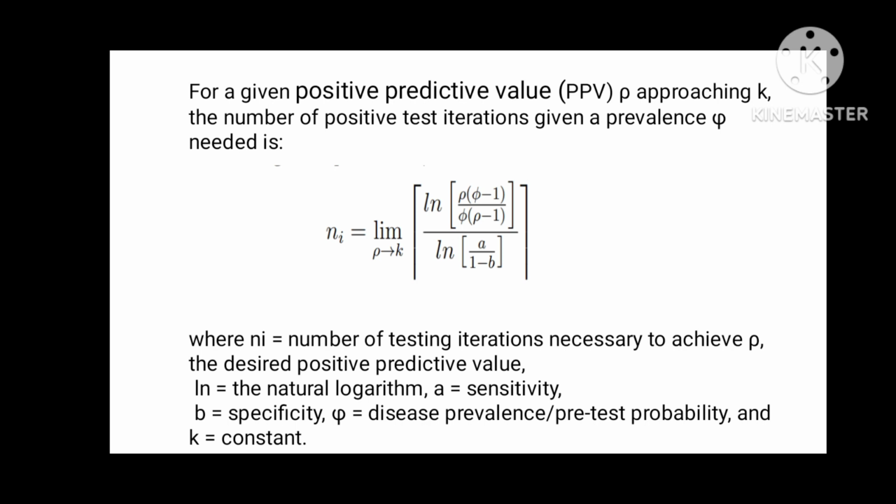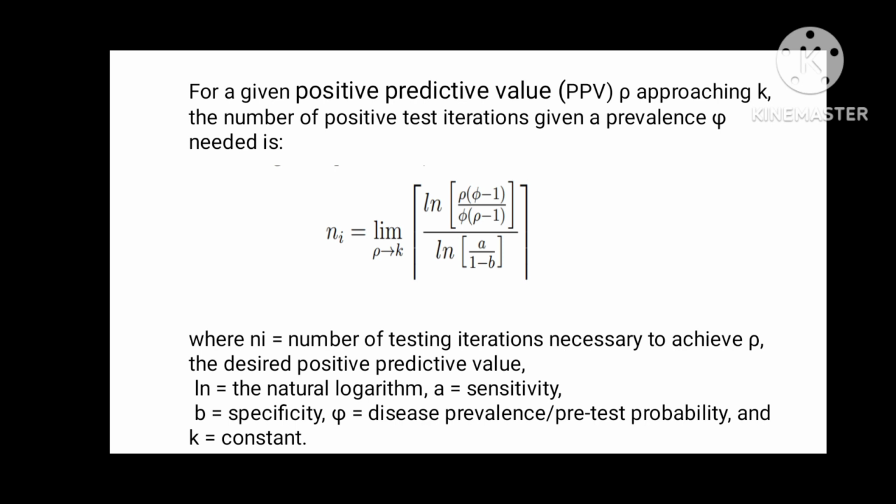So here is the formula. For a given positive predictive value PPV, ρ approaching k, the number of positive test iterations. So how we can find out: Ni is equal to the limit as ρ tends to k of ln[ρ(φ−1)/(φρ−1)] / ln[a/(1−b)], where Ni is the number of testing iterations, a is sensitivity, b is specificity, φ is disease prevalence, and k is a constant.